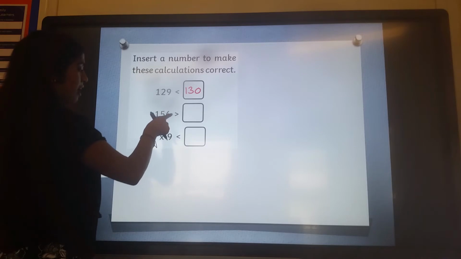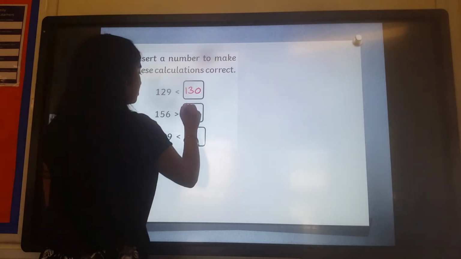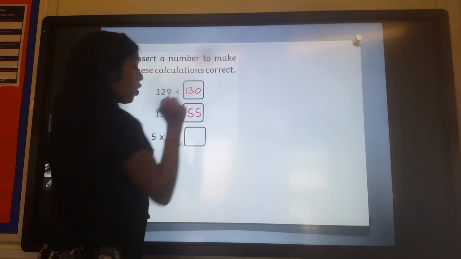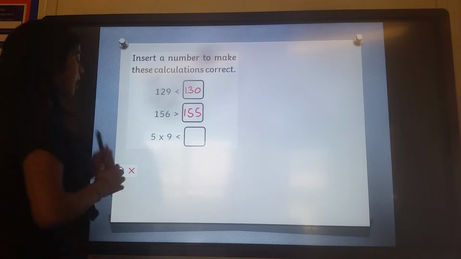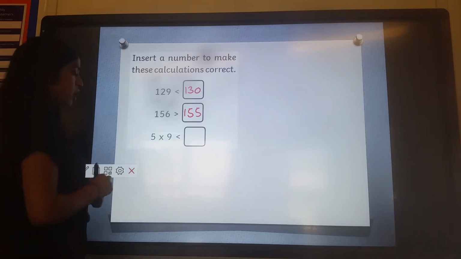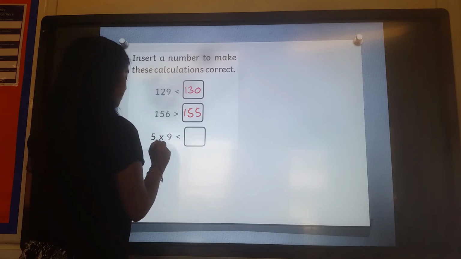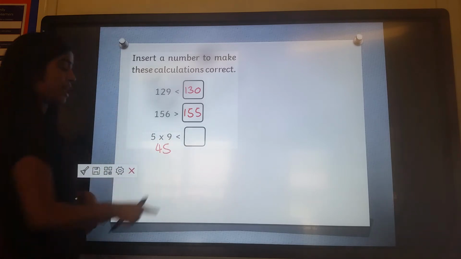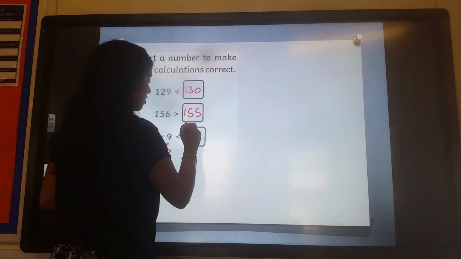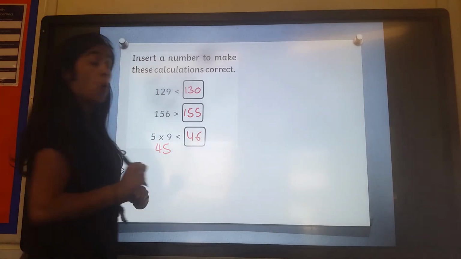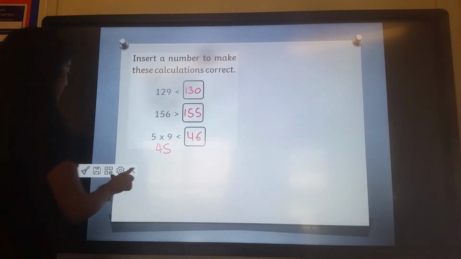Next question, 156. And if you look at the sign carefully, that means the number on this side has to be less. So if your answer is 155 or less, then you've got the answer correct. Well done. Next question, 5 times 9, and then we have the sign here. So 5 times 9, I know, is 45. So my answer here has to be bigger than 45, greater than 45. So as long as your answer is 46 or more, then you've got the answer correct. Well done.